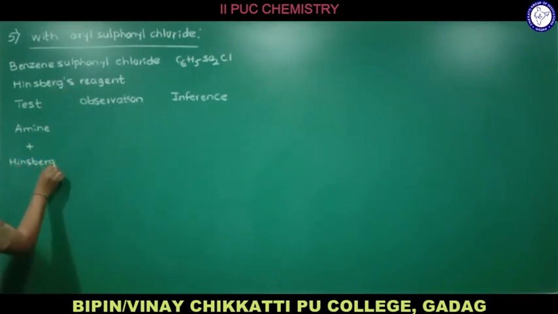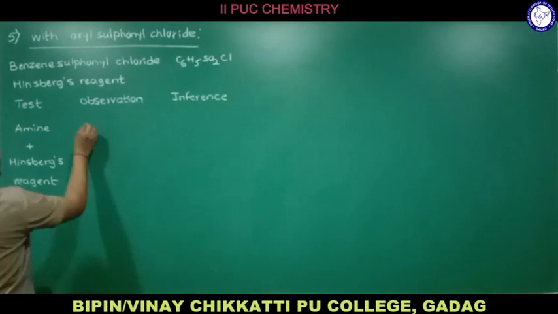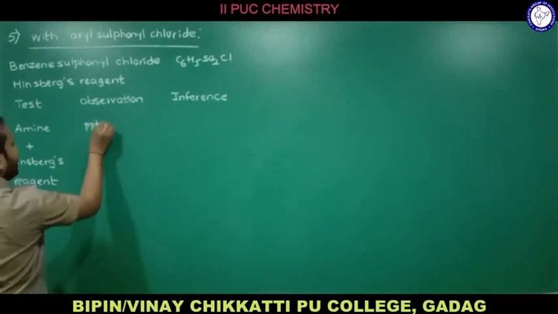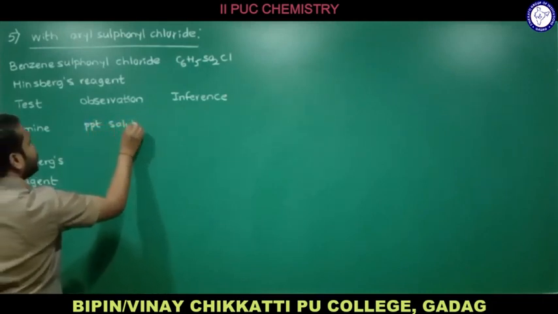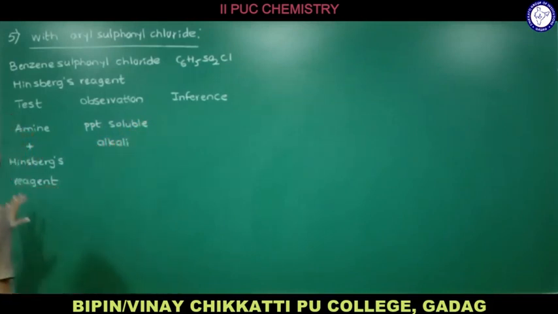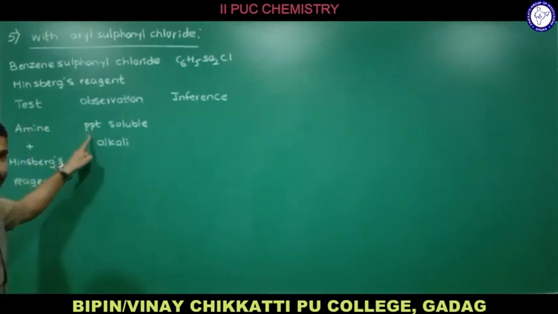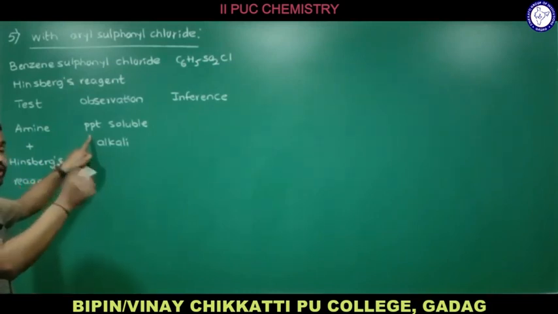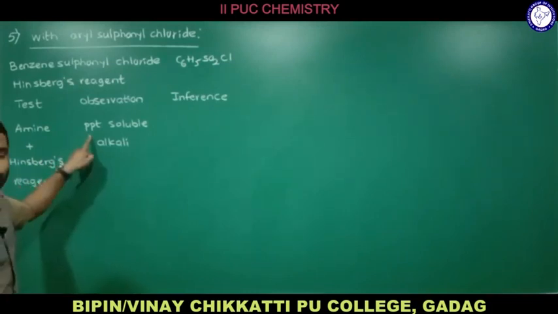Hinsberg's reagent is nothing but benzene sulfonyl chloride, we know that. So if you consider an amine and it reacts with the Hinsberg reagent, in the first case, if you get a precipitate which is soluble in alkali, see here, after mixing amines with the Hinsberg reagent, if you get a precipitate, and if you go on adding a particular amount of alkali. Soluble bases are called alkali.